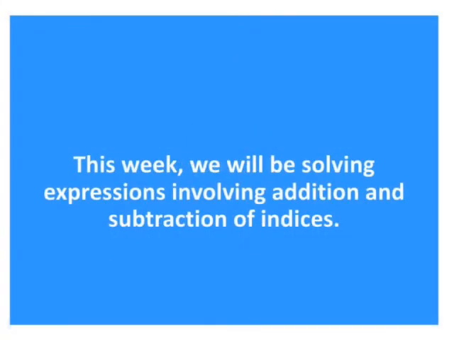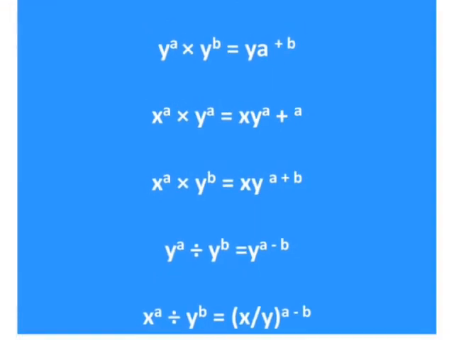This week, we will be solving expressions involving addition and subtraction of indices. y^a times y^b equals y^(a+b). s^a times y^a equals sy^(a+a). s^a times y^b equals sy^(a+b). y^a divided by y^b equals y^(a-b). s^a divided by y^b equals s divided by y^(a-b). Now, let's go to example 1.